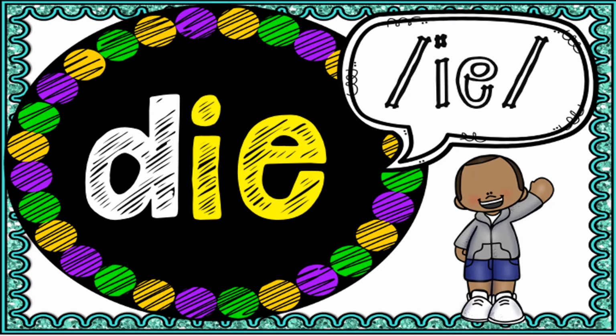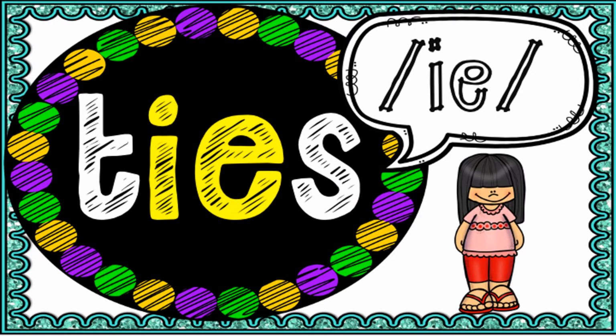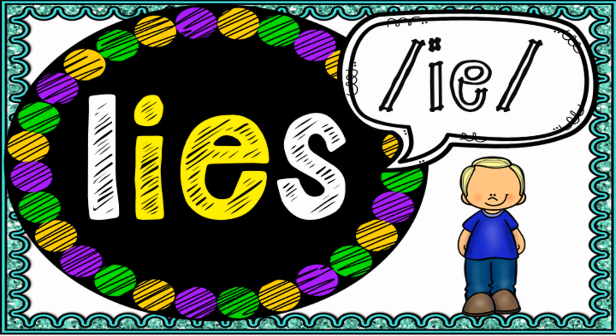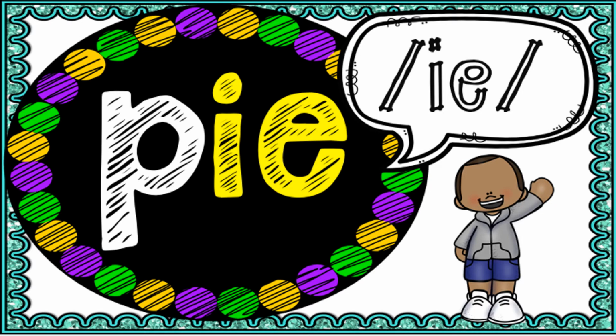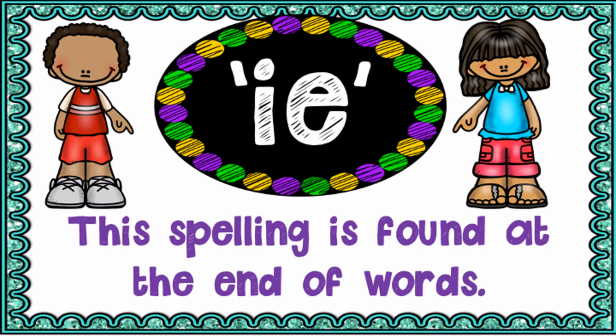Let's practice reading these words. So read them with me. Die, flies, lies, pie. Where in the word can the IE spelling be found? Now look back at what you just read. We're going to look back at some of those words. Pie, lie, it's at the end, right? This spelling is at the end of the word. It can be with the IE sound.